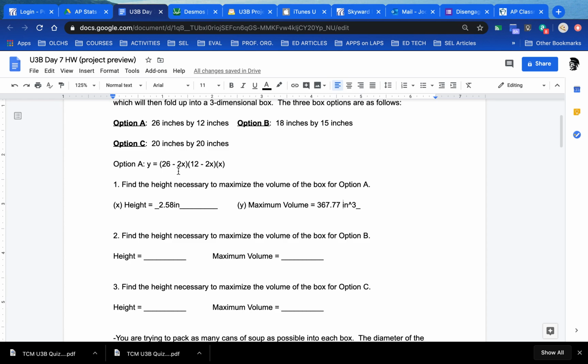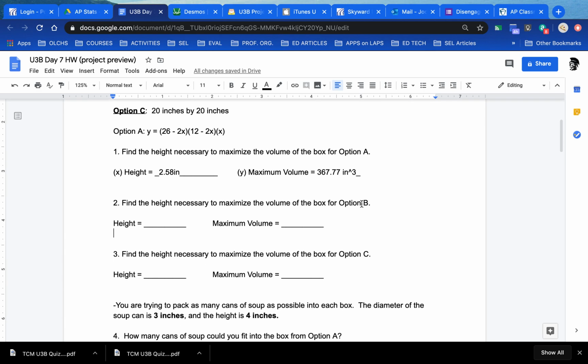So basically, for option B and option C, you're going to do the same thing. You're going to write the numbers, like 26 in this case, minus 2x, 12 minus 2x, and x, graph it, and the x value and y value at the first maximum you see are this height and maximum volume. So that's how you would then do option B and option C, just with these numbers. Okay, so I'm going to just keep doing option A.